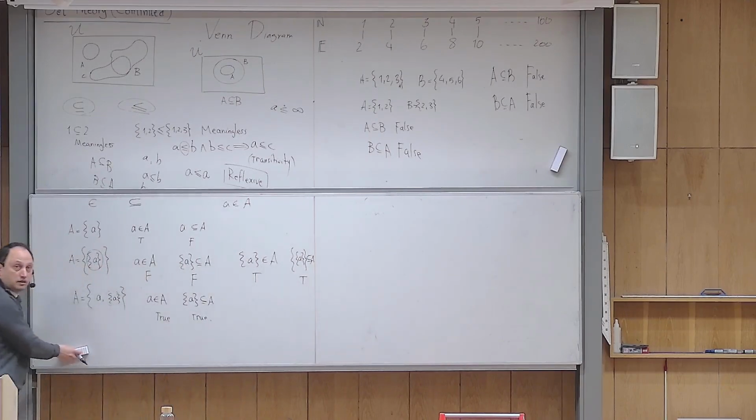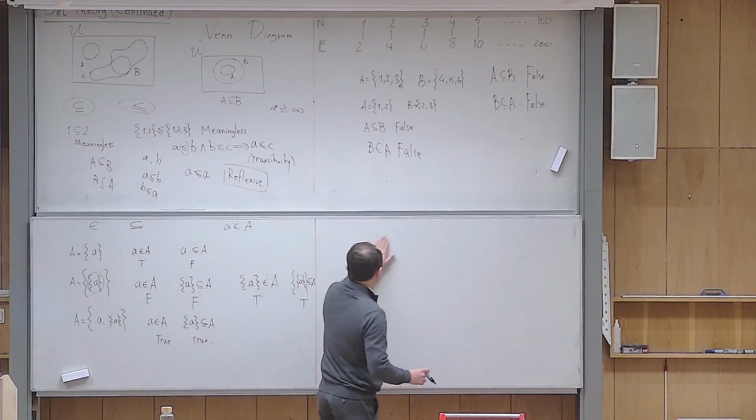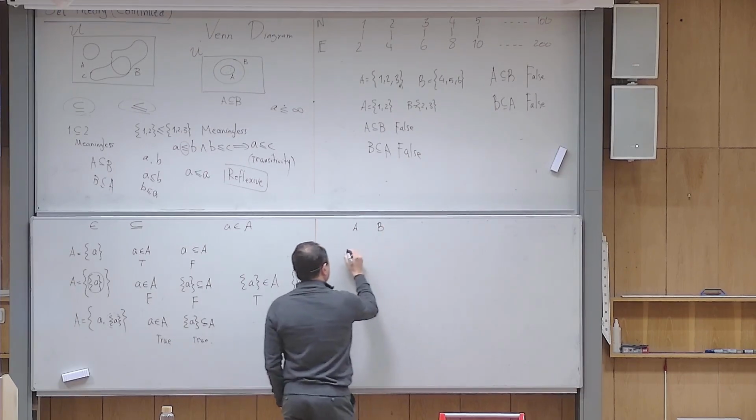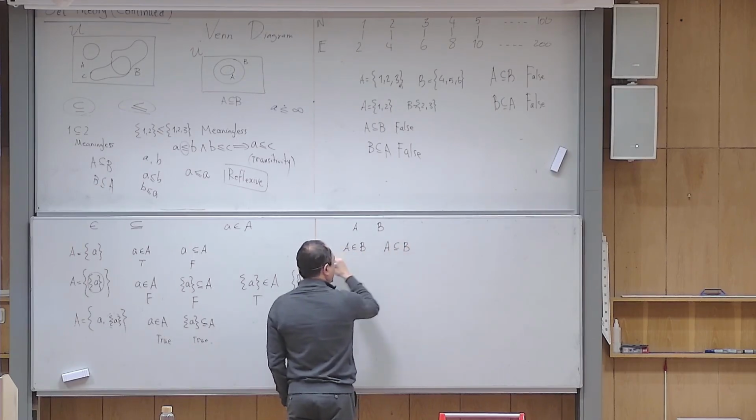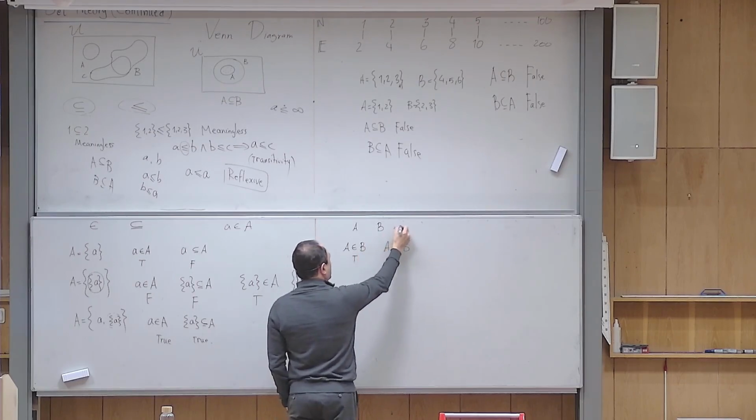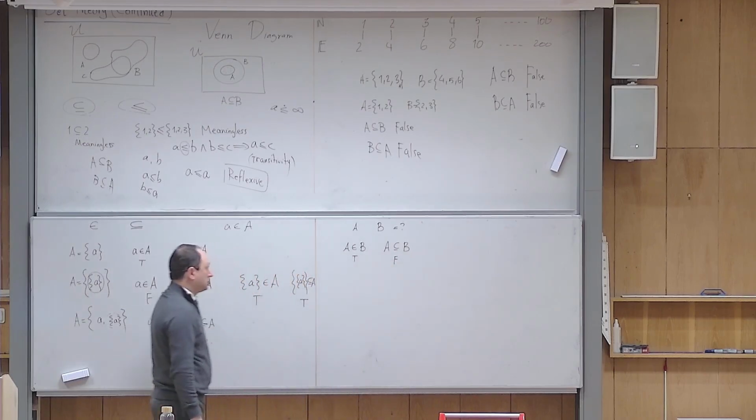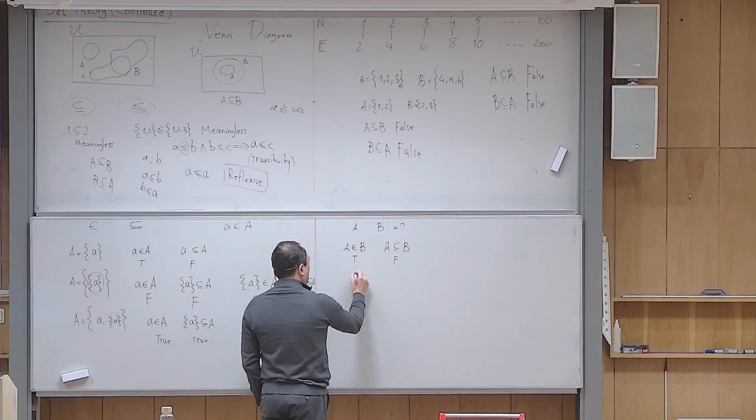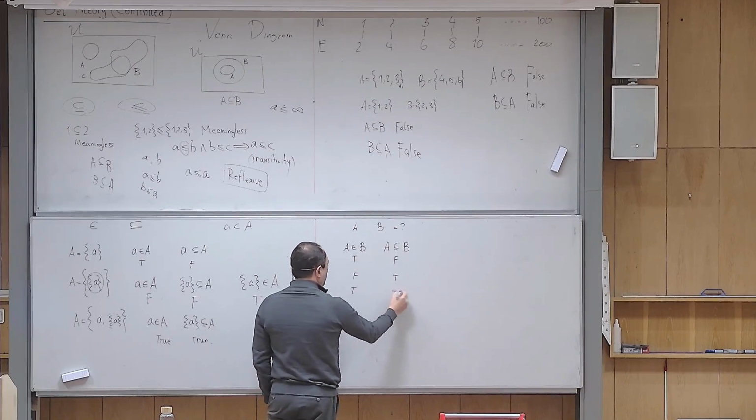Okay, so now I'm asking you a question. Can you give me, for example, 2 sets, A and B, so that A belongs to B is true, and A is a subset of B is false? And then I want you to give me an example for which the first is false and the second is true. And I want an example for which both of them are true.